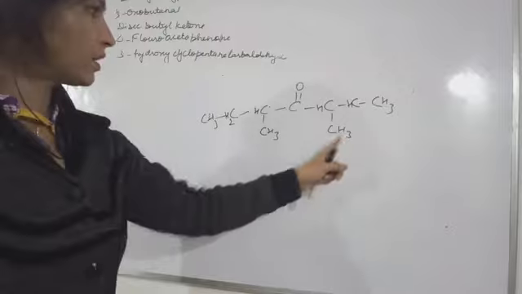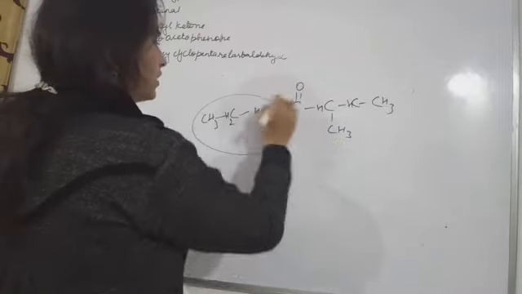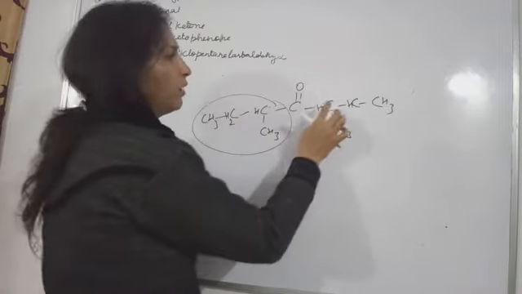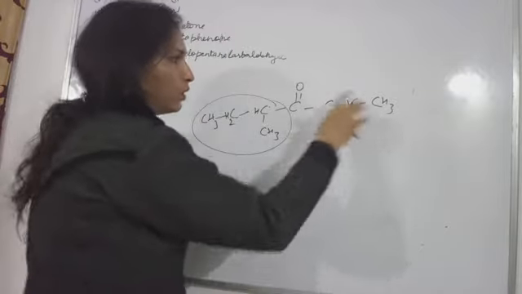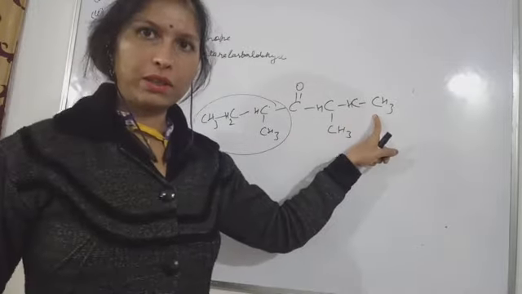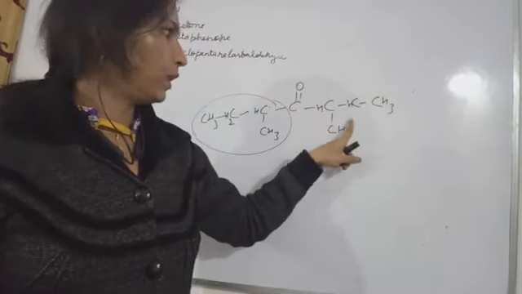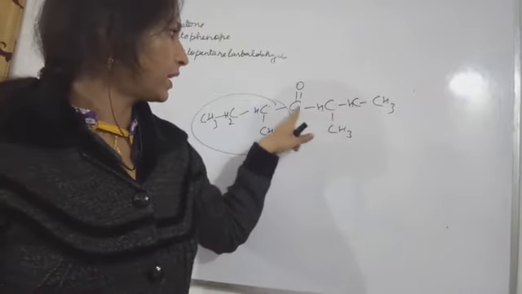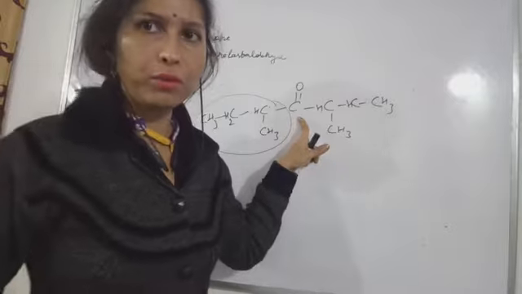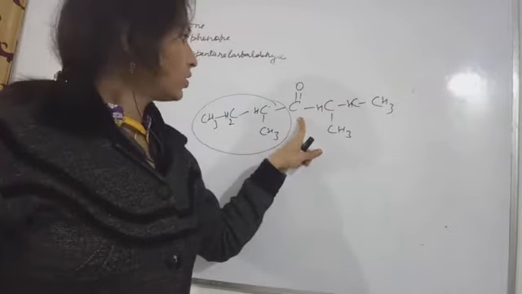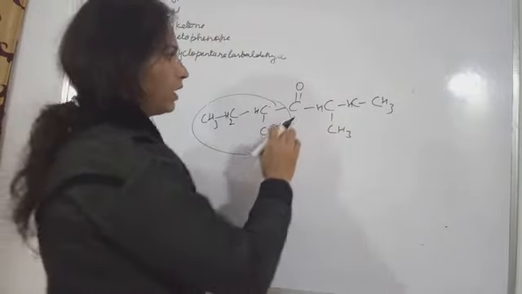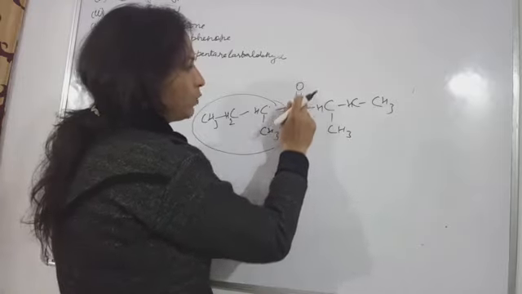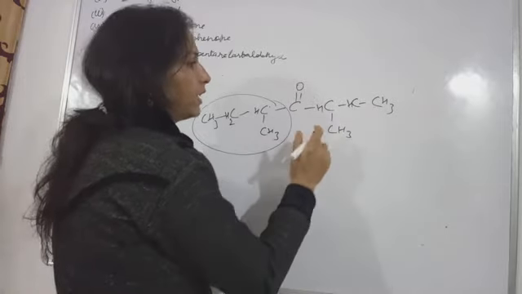Okay, this is di-secondary butyl. See, 1, 2, 3, 4. So 4, this butyl word is giving you an idea about 4 carbons. A secondary carbon is attached to this ketone. Secondary butyl ketone. So di-secondary butyl ketone. That means what? The ketonic group is associated with di-secondary butyl.